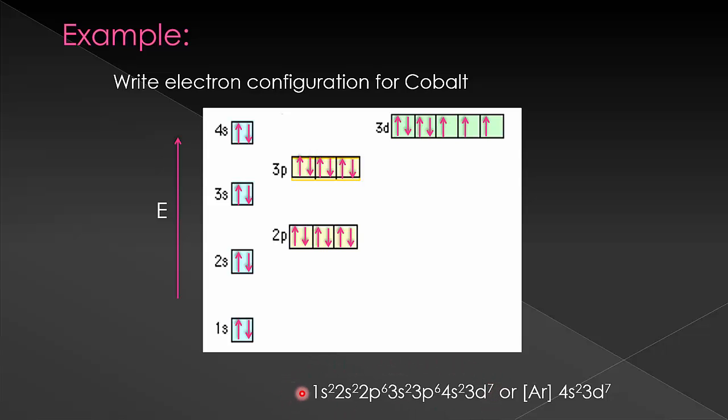So a shorthand notation is by going back to the last noble gas, which in this case is argon, and only adding in the additional electrons past the noble gas configuration. Now, pretty much always, I would prefer that you use this. It's much shorter, you're much less likely to make a mistake, it's much simpler to read, and everybody still knows what you're talking about.